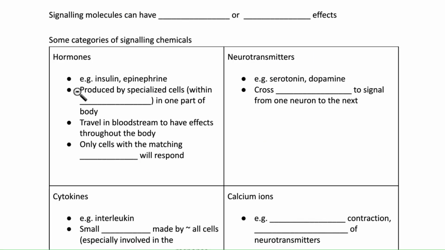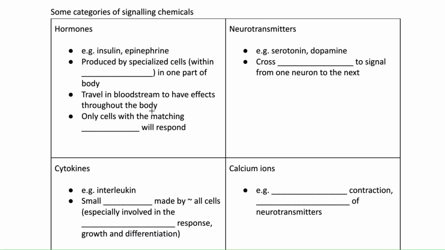Now, before we leave this lesson, let's take a look at some categories of signaling chemicals. Now, signaling chemicals can have either local or distant effects. They can have effects by binding to a receptor near to where they are emitted or far away. And in some ways, they're classified based on that. So here are some categories, and you'll see what I mean.